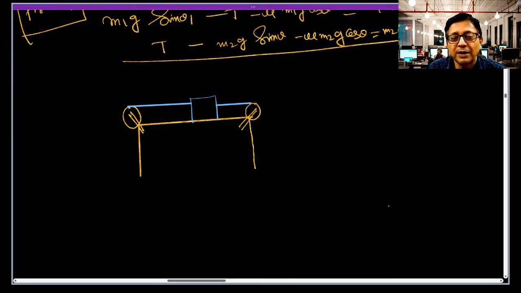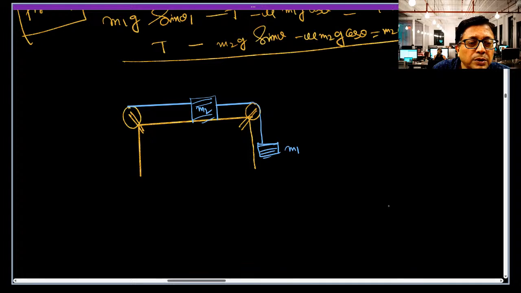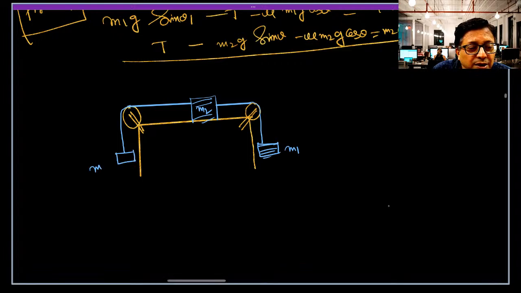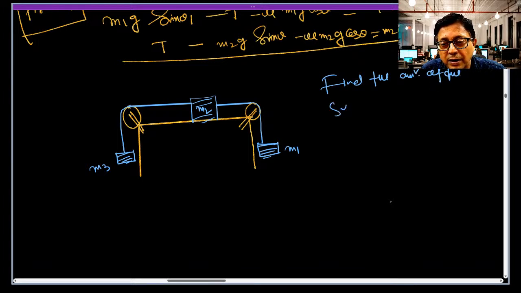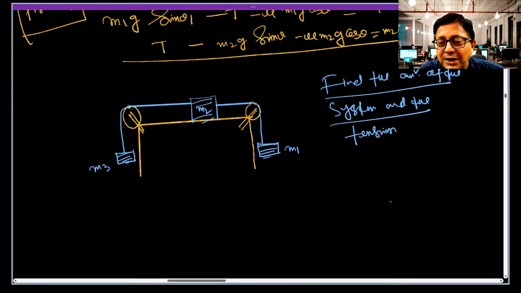There is a mass in between. Mass suspended here also. This is M1. This is M2. And this mass is M3. Okay. Now the question: find the acceleration of the system and the tension.